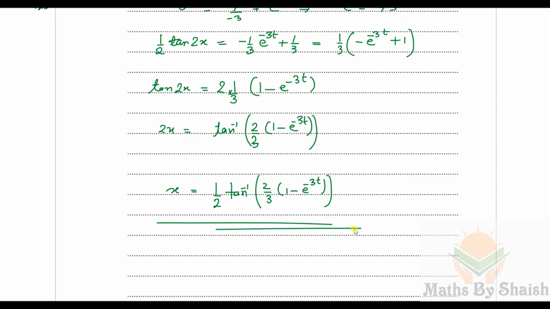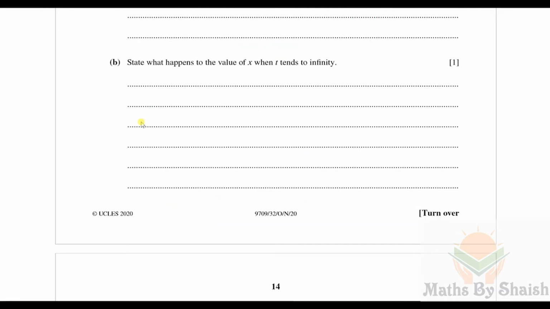Let's do the second part of this question. Here's the B part. State what happens to the value of x when t tends to infinity. So we know that when t tends to infinity, e raised to the power minus 3t would tend to 0, because it is 1 upon e raised to the power 3t, which will tend to 1 upon infinity, and that tends to 0, and hence I will write the things which we got from the A part.